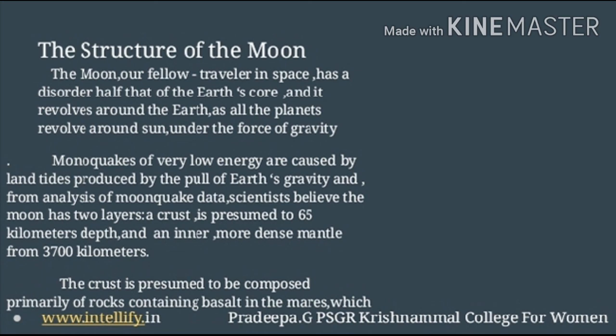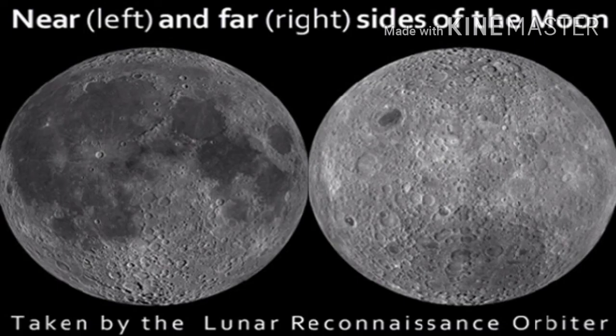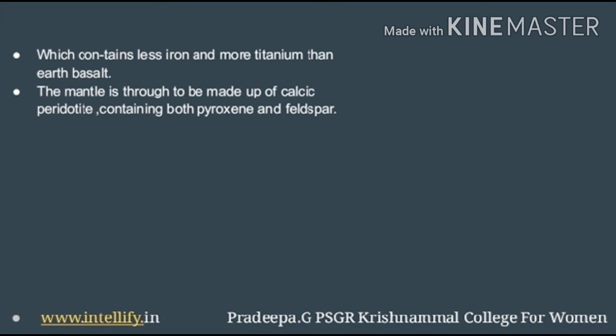A crust is presumed to 65 kilometers depth and an inner more dense mantle from 65 to 3700 kilometers. The crust is presumed to be composed primarily of rocks containing basalt, as in the Mares. Slide 12. Here we can see the full structure of the Moon. Slide 13. Moon basalt contains less iron and more titanium than Earth basalt. The mantle is thought to be made up of calcic peridotite containing both pyroxene and feldspar.